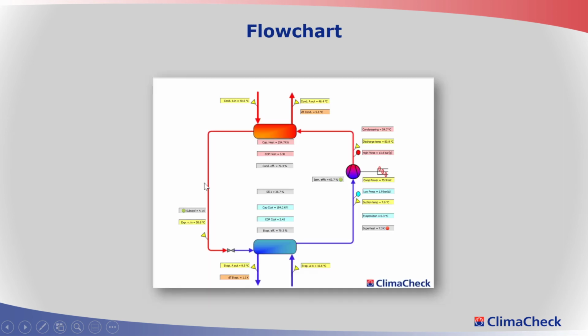Next tab is the flowchart, and the flowchart will be customized depending on the type of system that we have. In this case, we have a one circuit system: a compressor, condenser, expansion valve, and evaporator. And if we have a system with two circuits, then we will have a flowchart with two circuits. And in here we have real-time values.